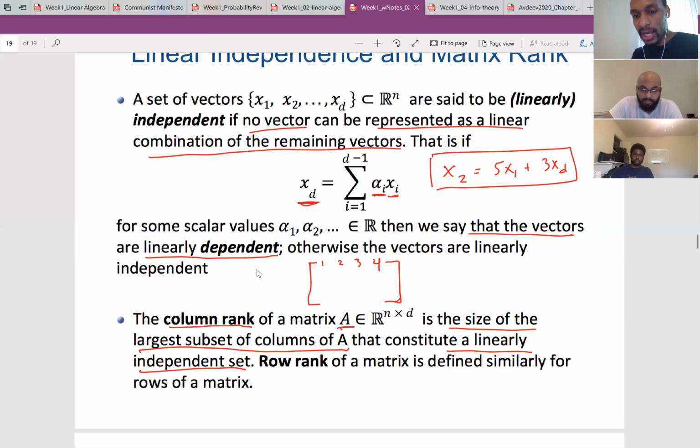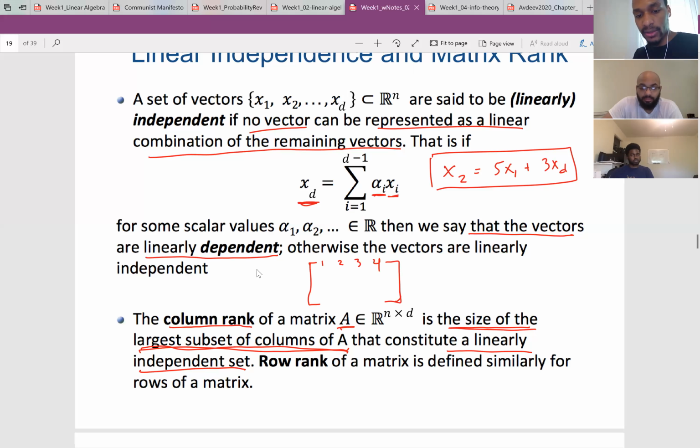But if, for example, I can represent 4 by 1, 2, and 3, then they're not all linearly independent, and I can only say that the column rank of this matrix is 3. So basically, it's the largest subset of columns of A that are linearly independent.